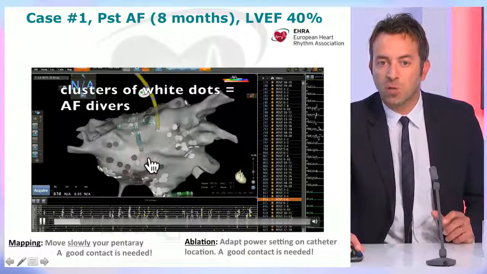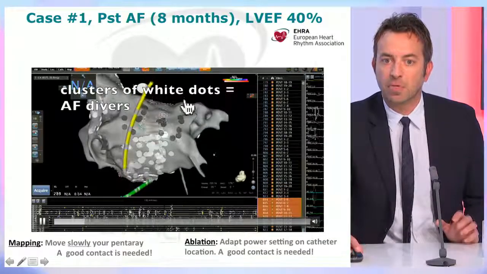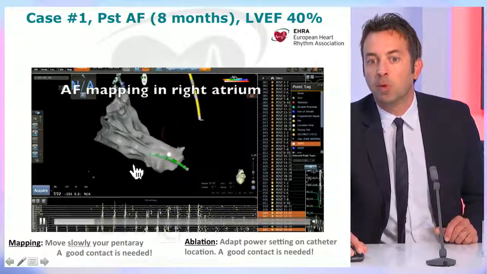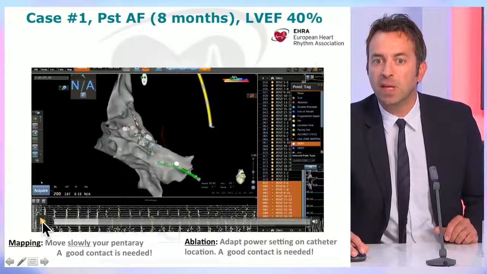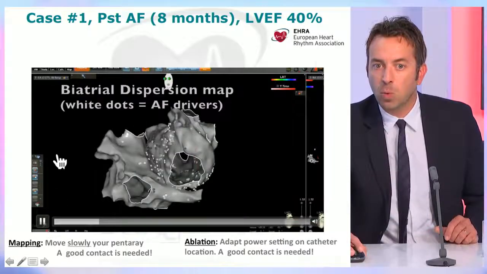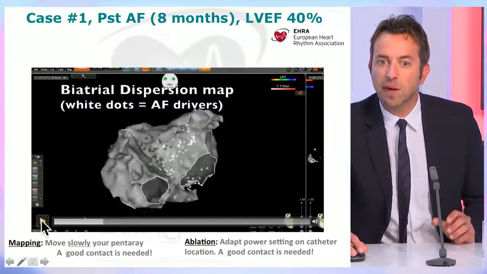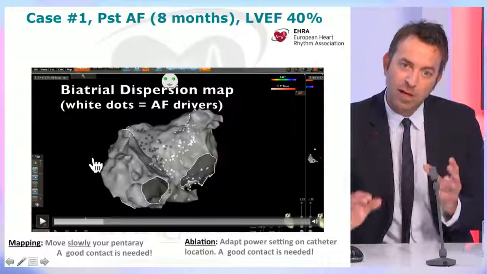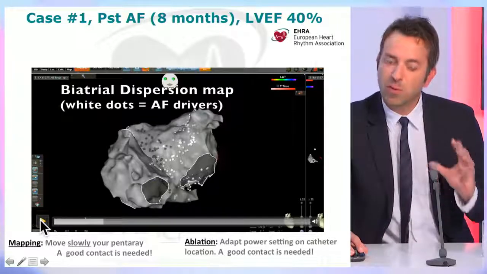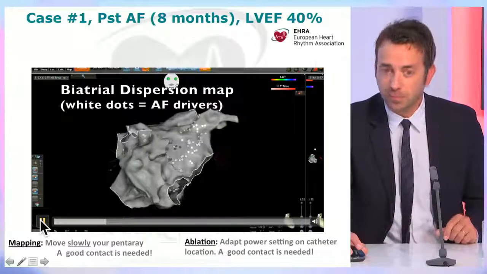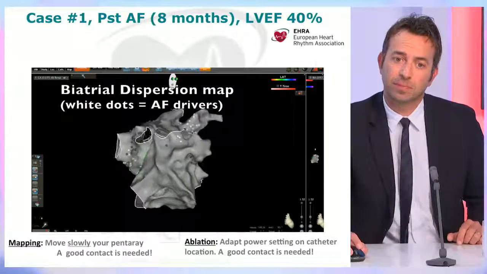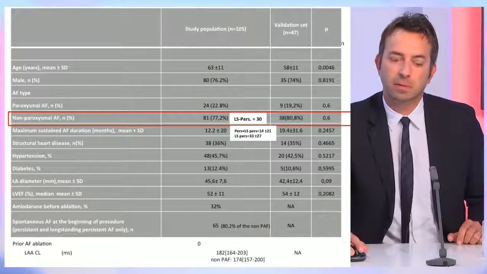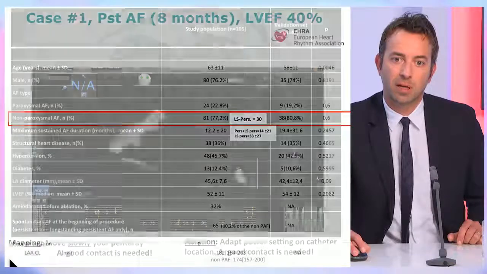So we try to go everywhere in the left atrium, to have good contact and to map each part of the atrium. But we also map the right atrium at the beginning of the procedure, because we need a precise roadmap of what we have to ablate, to obtain a very accurate biatrial dispersion map. We try to go everywhere with good contact. That's very important before starting any ablation.